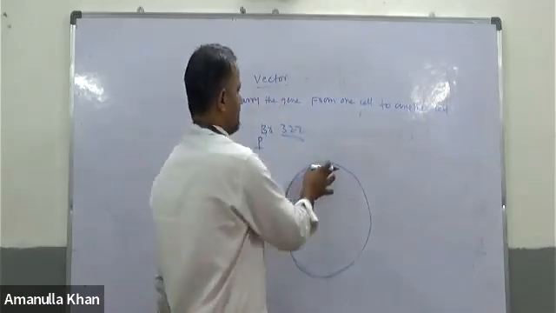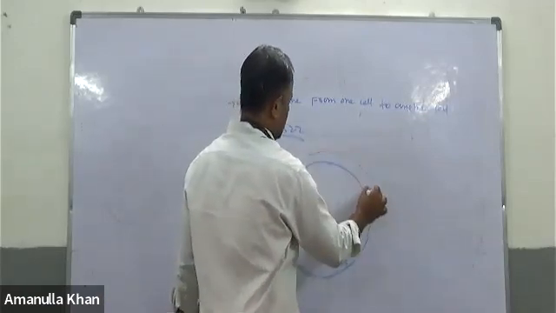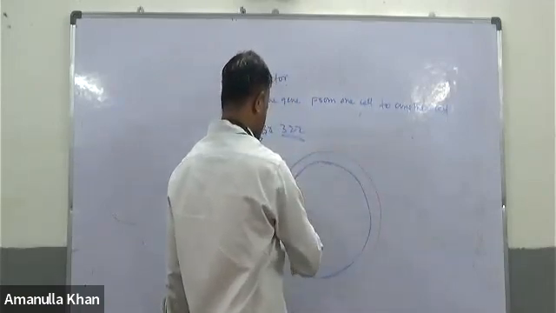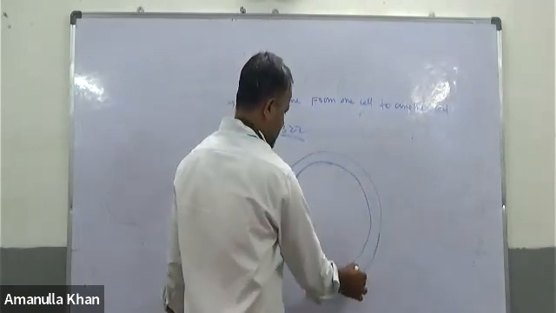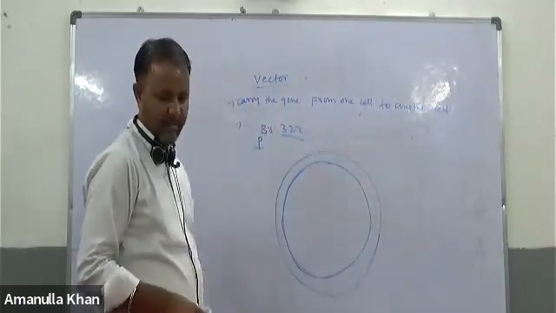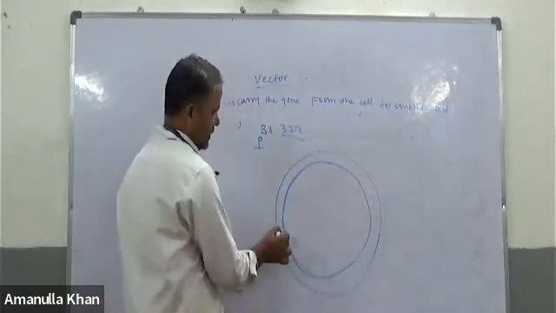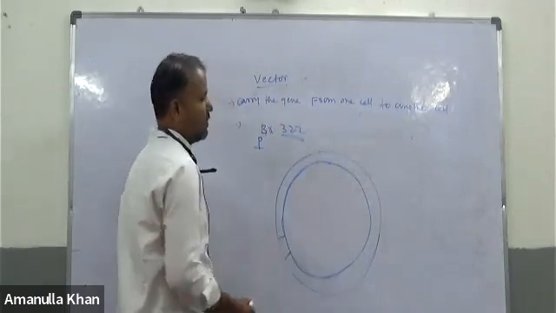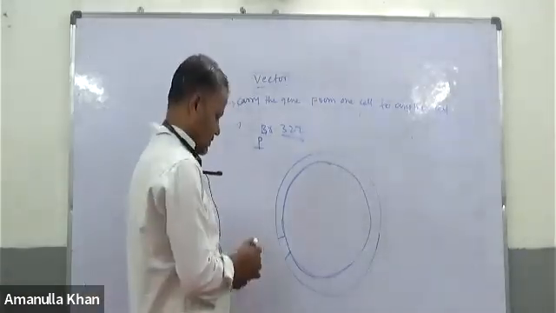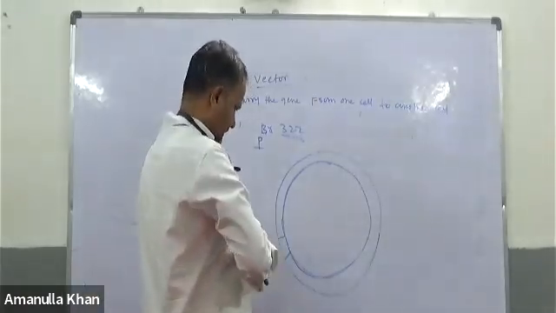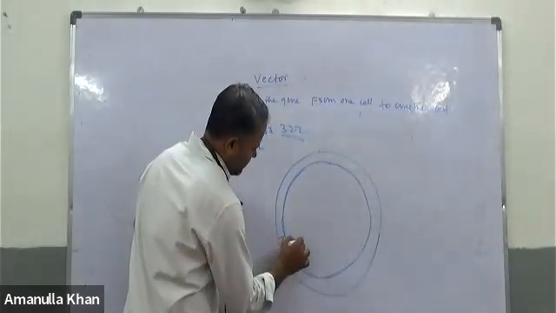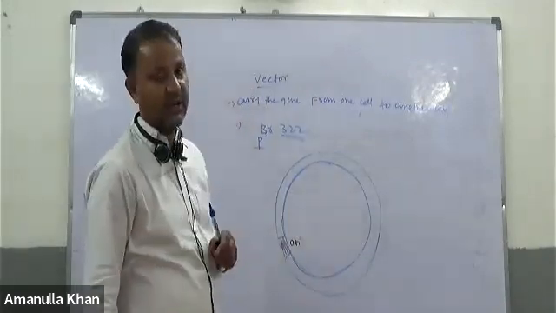Now, plasmid is double stranded, extra chromosomal, circular DNA. These are double stranded, one strand and second strand. In this region we have the ori region. Ori means origin of replication.